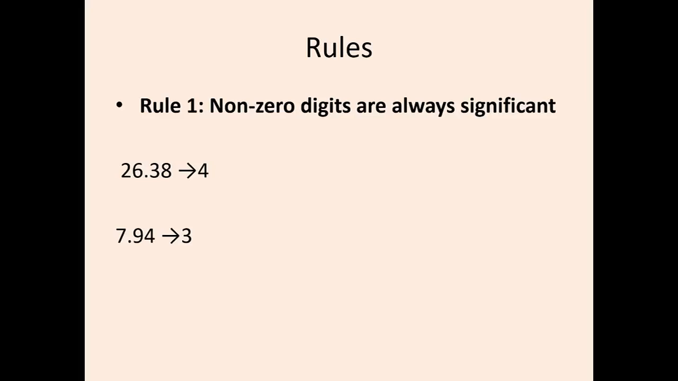To determine the number of significant figures in a number, we have to follow some rules. First one is, when reading a measured value, all non-zero digits should be counted as significant. So the number of significant figures in this first number, that is 26.38, is 4. The next number 7.94 has 3 significant figures. So all non-zero digits are always significant.